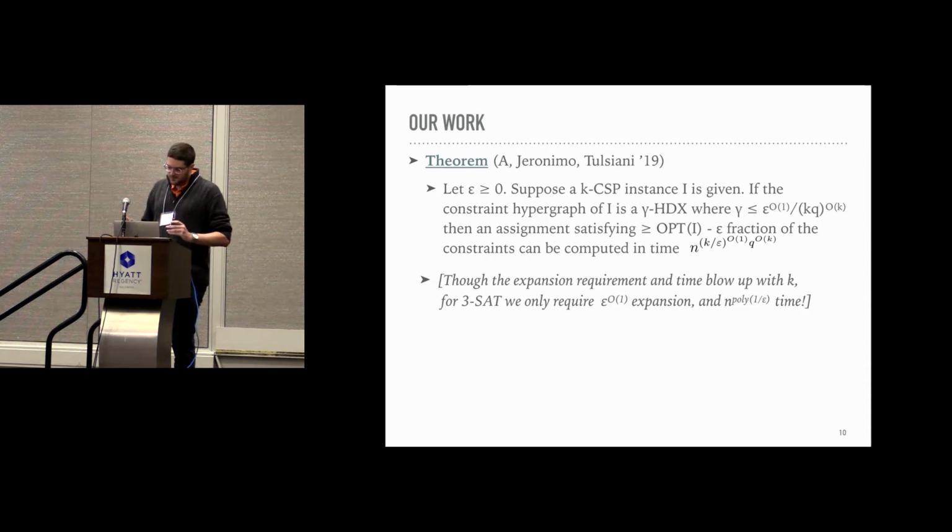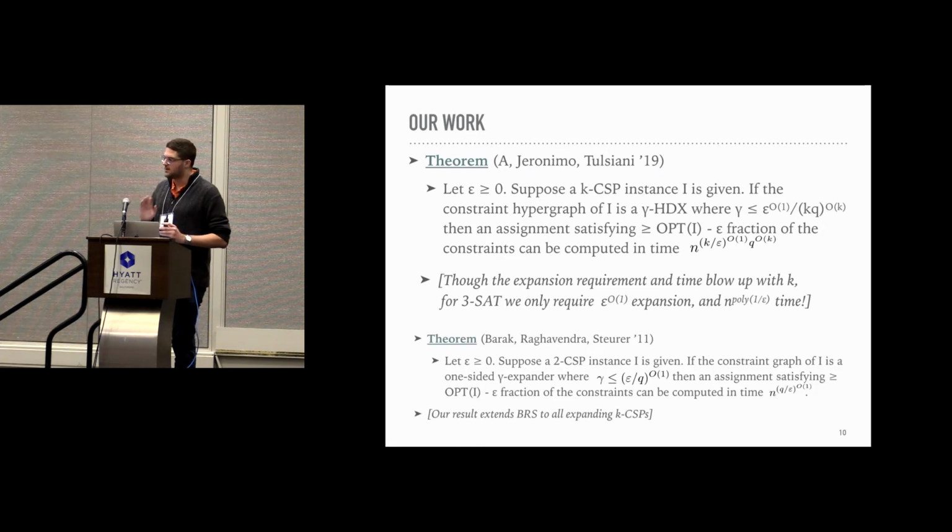But let me just assert to you that, if you consider something like 3-SAT, where k is 3 and q is 2, this is actually not that bad. In fact, what we get is syntactically very similar to the result of Barak, Raghavendra and Steurer that does the same thing for 2-CSPs. They show that you just solve a simple semi-definite programming relaxation for the 2-CSP. And then if the instance was sufficiently expanding, then you can find a very good assignment in polynomial time. Okay, so this similarity is not coincidental. We built on their work, and we essentially extend their work to all expanding KCSPs.